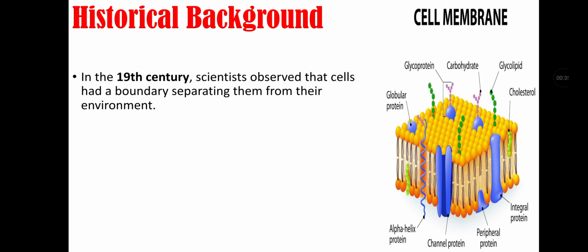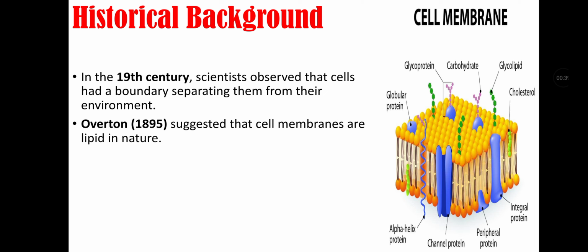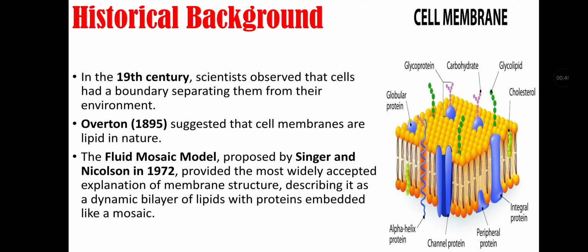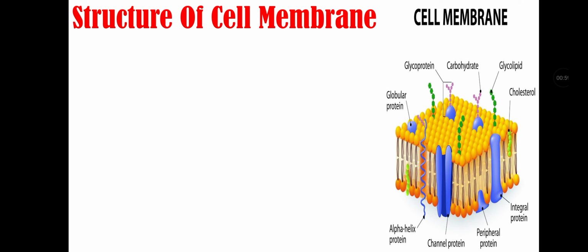Historical background of cell membrane. In the 19th century, scientists observed that cells have a boundary separating them from their environment. Overton in 1895 suggested that cell membranes are lipid in nature. The fluid mosaic model proposed by Singer and Nicolson in 1972 provided the most widely accepted explanation of membrane structure, describing it as a dynamic bilayer of lipids with proteins embedded like a mosaic.